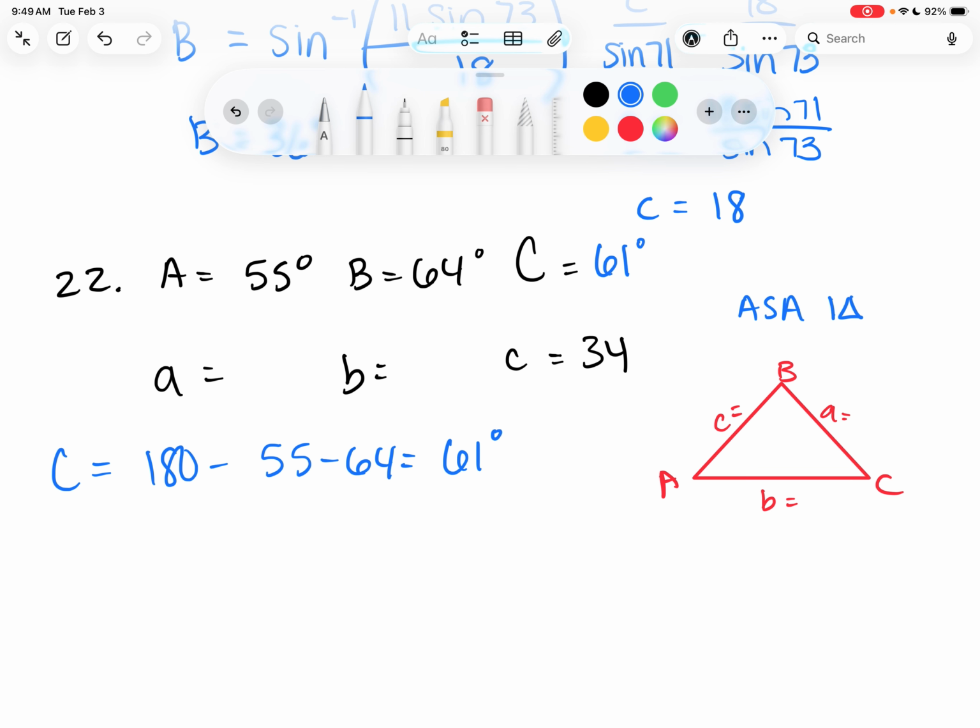It really doesn't make a difference. Do you want to solve for A or B first? A, sure. Sounds good.